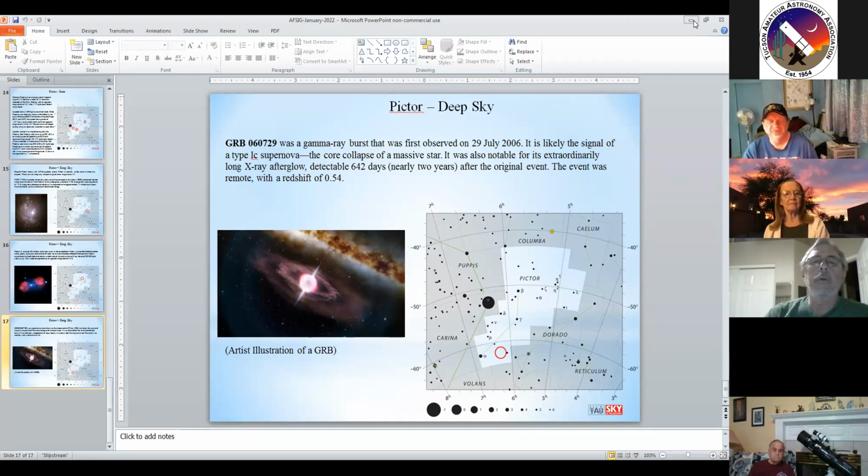Any questions on Pictor? Yeah, Doug, this is Pete. Going back to your last slide there, dealing with the gamma ray burst. I understand it was primarily a gamma ray burst, but being that it was the collapse of a massive star, there must have been an optical component. Was it just too far to see from any scopes here? It's just too far away. I don't even think it's located in our galaxy.